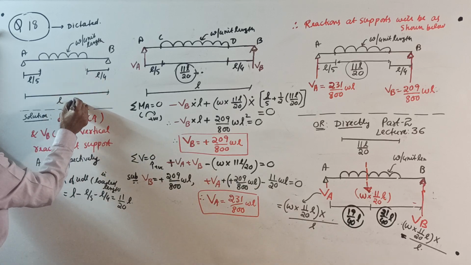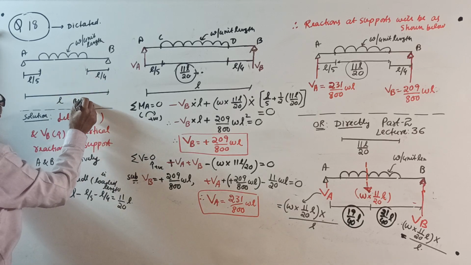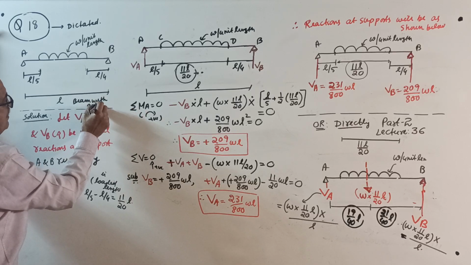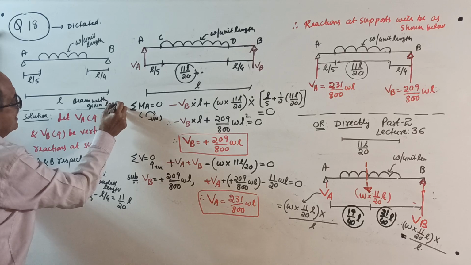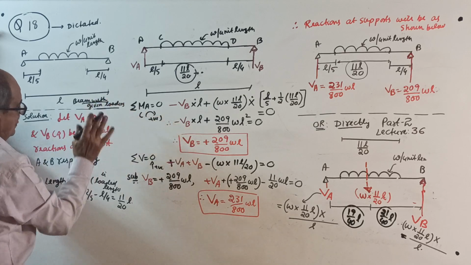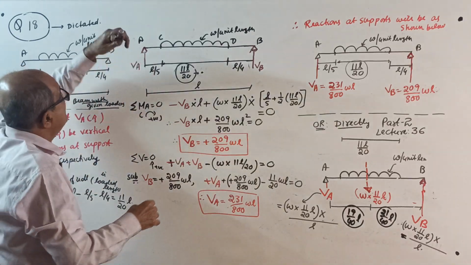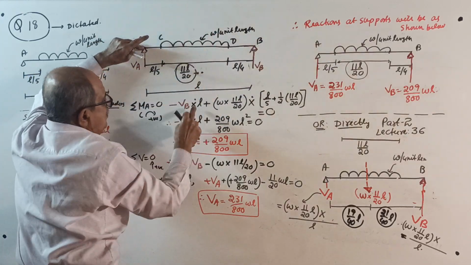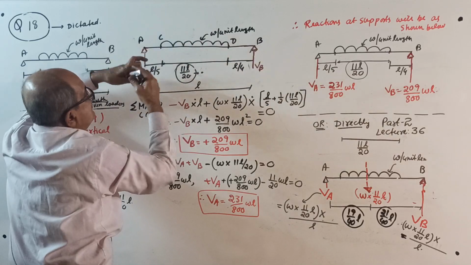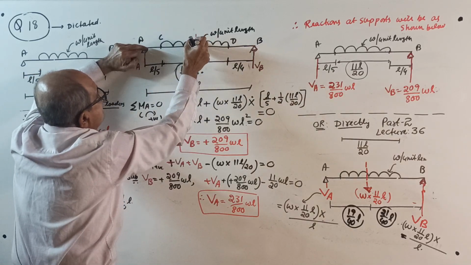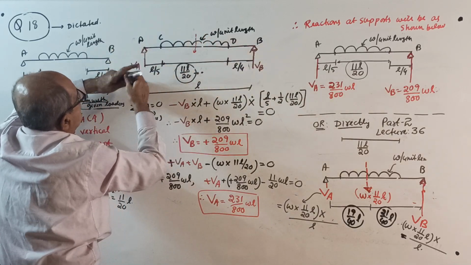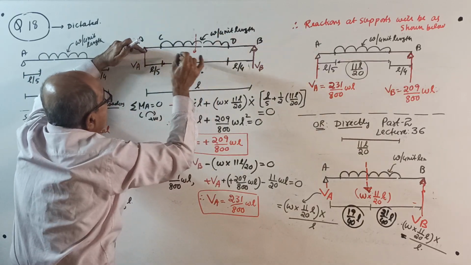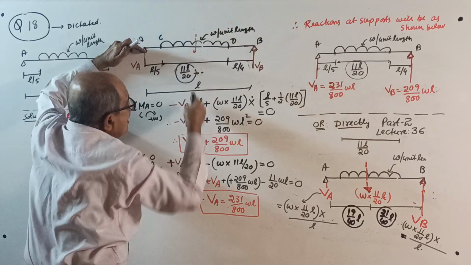So this is, I told you, the beam with the given loading. I forgot to write this last time, so you write it here. Okay, over. Now, start. Take moment about A. Minus VB into L plus, see, the total load will pass here, plus W into 11L by 20 is the total load.